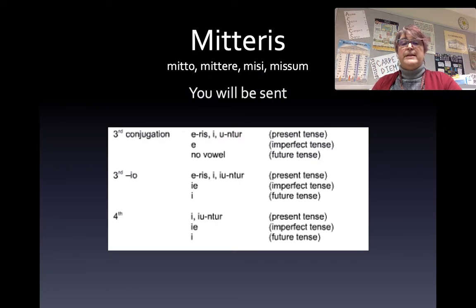Here's the verb mitto, mittere. I know from the infinitive and the fact that we have just the letter O on the first principal part that this is a third conjugation verb. That means that what I am looking at is not a base, a connecting vowel, and an ending, but a base and an ending.